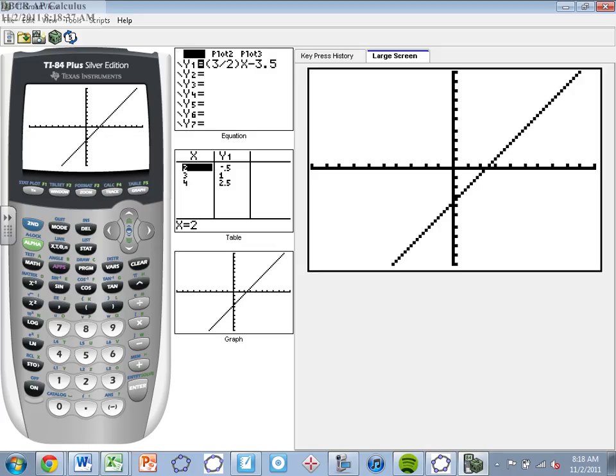Hey, wait. Mine's going the opposite way. Again, zoom 6. You probably didn't have the right symbol, John.